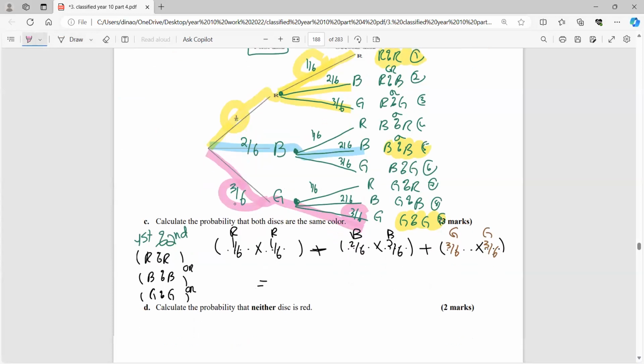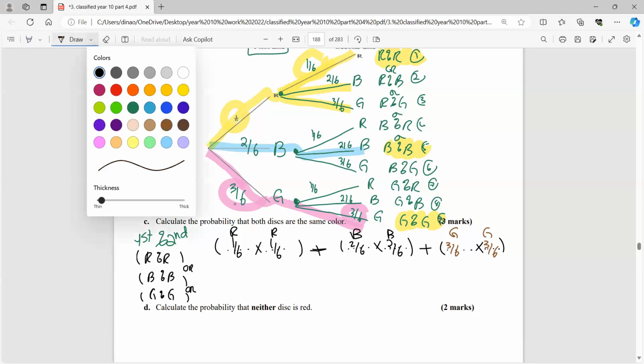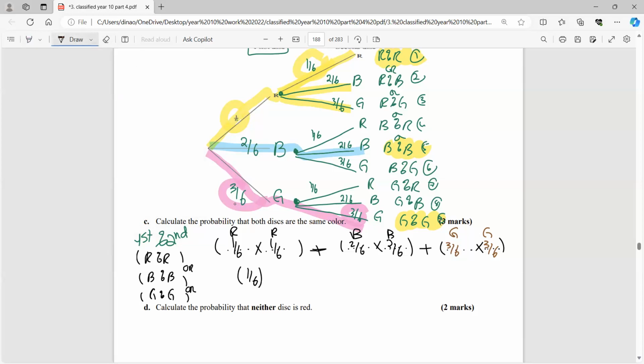And now I will place it on the calculator. Of course, the same thing again. If you wish to simplify it, you can write it as follows: 1 over 6 all squared, plus 2 over 6 all squared, plus 3 over 6 all squared. Please put them between brackets and the powers outside.